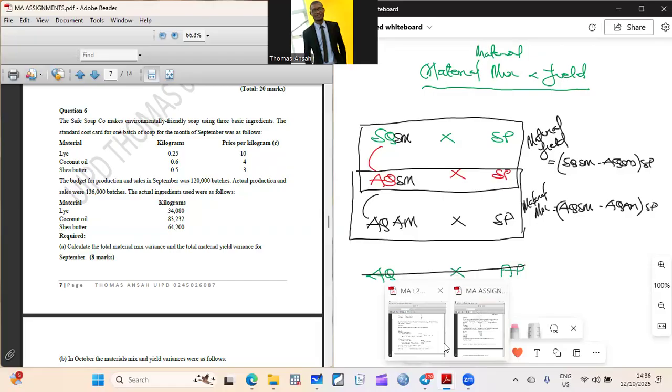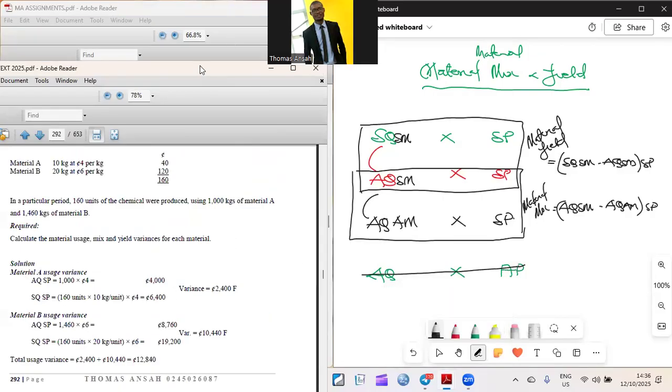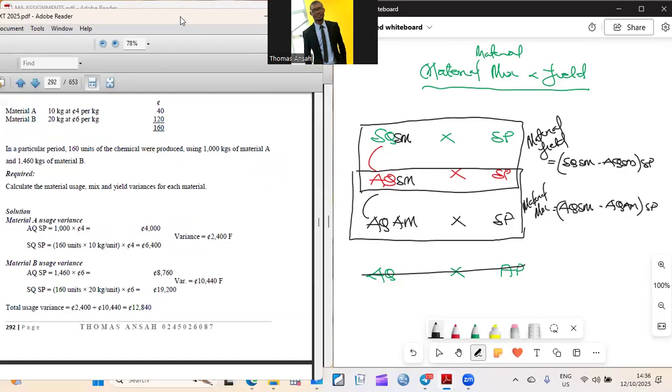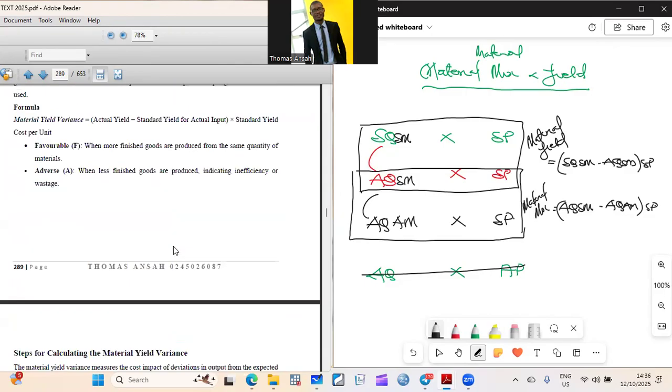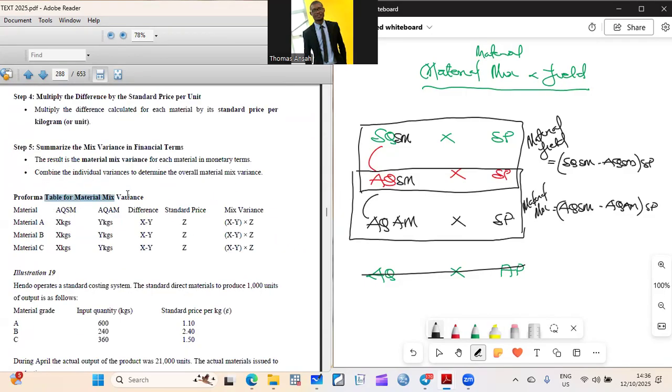And I've shown you a template that you can be using. So this is like the one that we did in the first video. So the template is there. So if you are doing total material mix variance, you need AQSM, and you can see it here, mix AQSM. You need AQAM. All right. Then the difference, which is here, you multiply it by the standard price. And this is the standard price. And that gives you your variance.